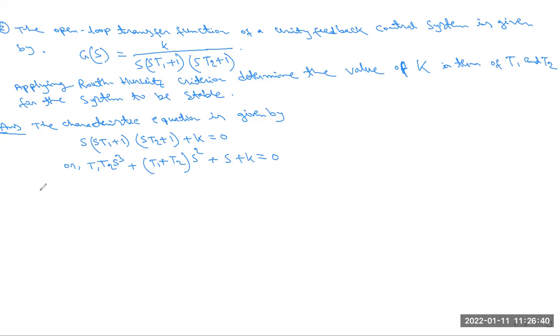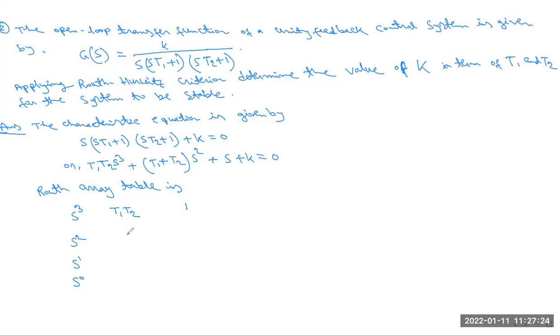Now you have to prepare the Routh array table from this characteristic equation. So the highest order is S3, then S2, then S1, and last S0. So please everyone tell me, first S3, which one? T1 T2. And next one? 1. Very good.